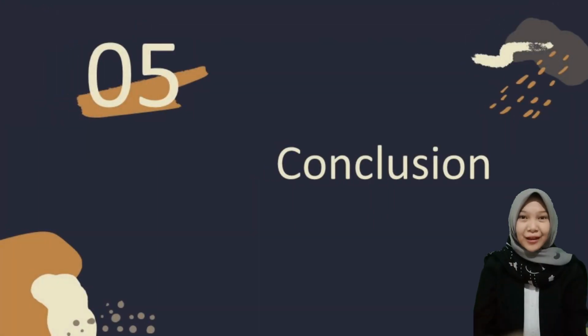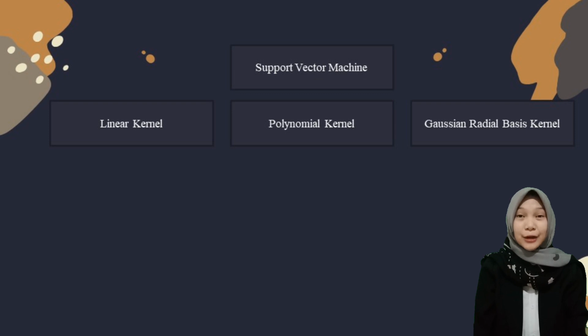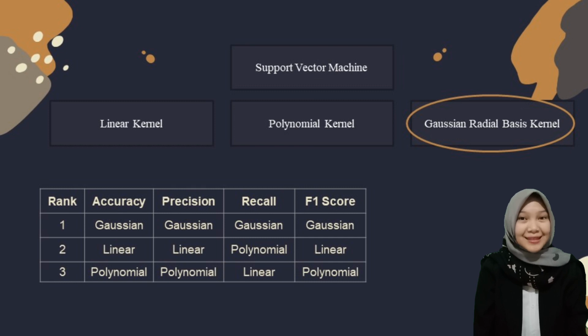And now we arrive at the conclusion. Support vector machine with Gaussian radial basis kernel function is the best one to classify the thalassemia dataset from Harapan Kita Children and Women's Hospital in Indonesia. And now, to make it simple, I made a table. You can see the rank for accuracy, precision, recall, and F1 score.